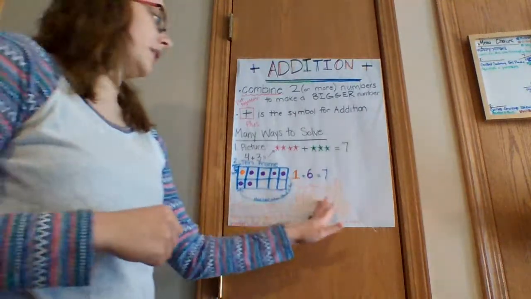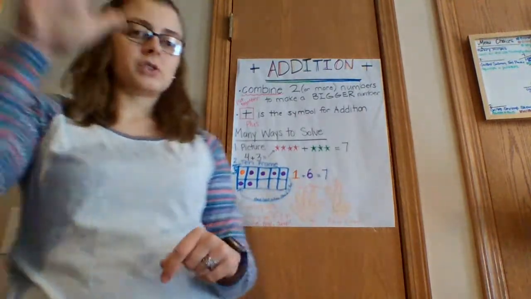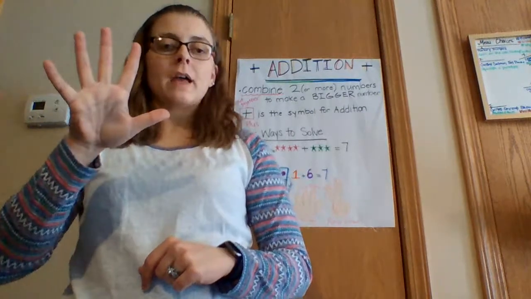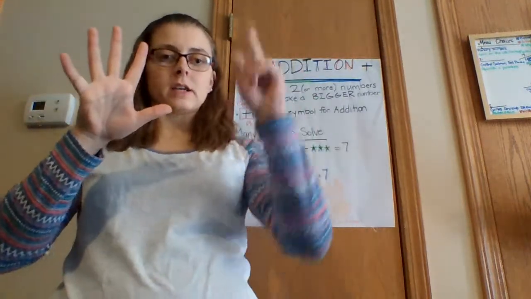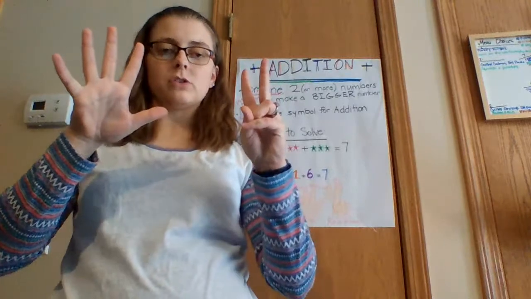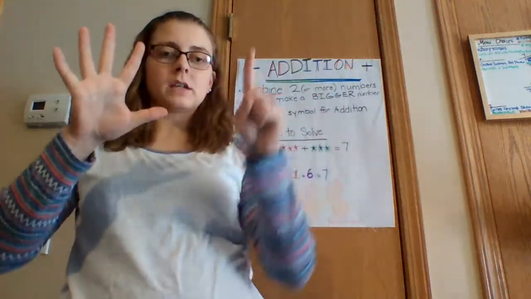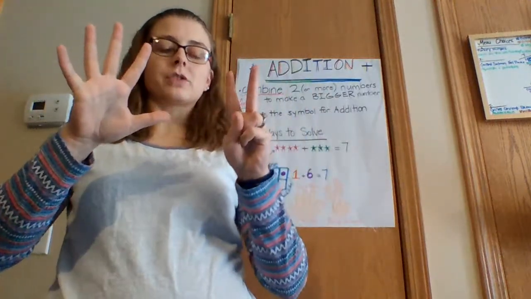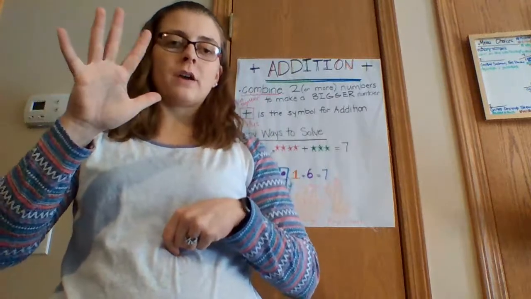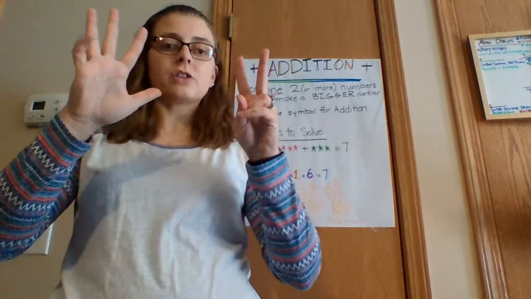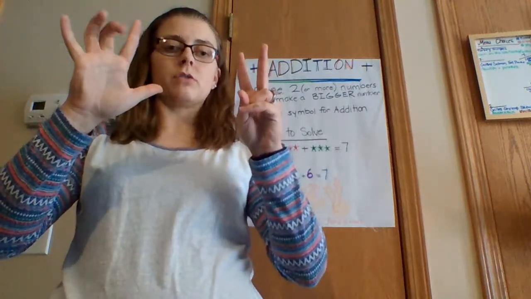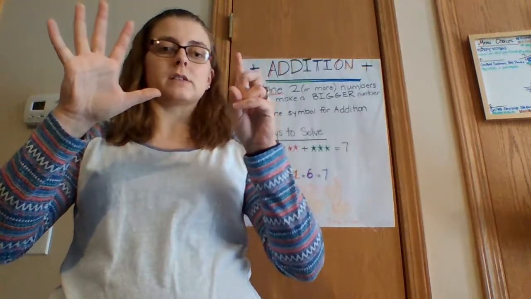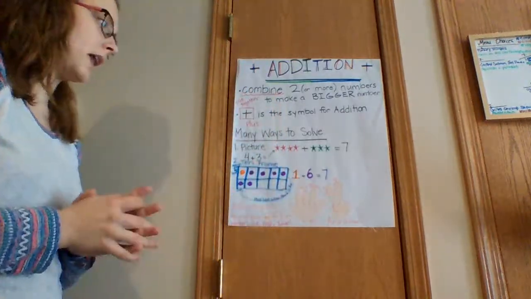And then we also used our fingers, so counting on. We say and show 5 and then put up 2 more, 6, 7. And we count when we do that. 5, 6, 7. And if you have to, you can say and show 5, put up your 2 more, and then just count as you go. 1, 2, 3, 4, 5, 6, 7. Okay, so that was what we talked about last week.